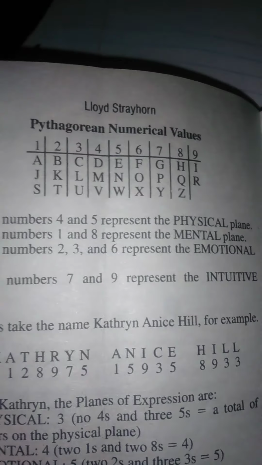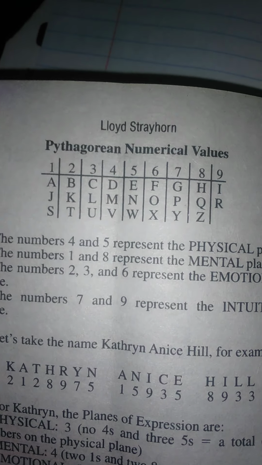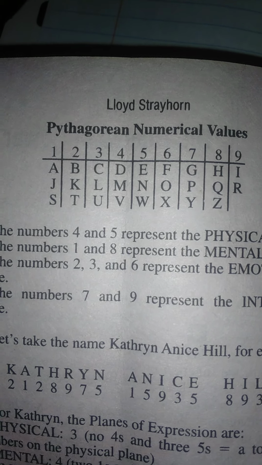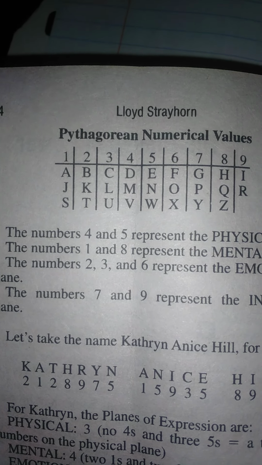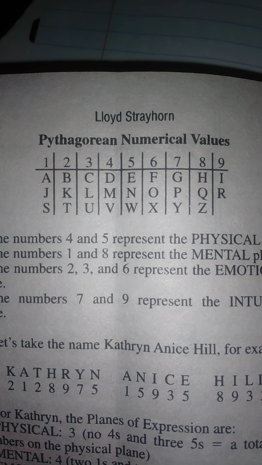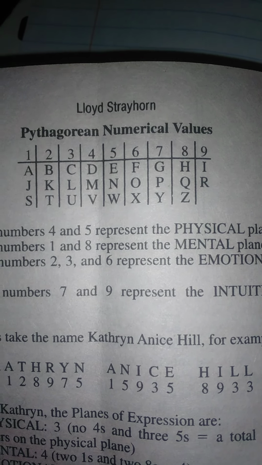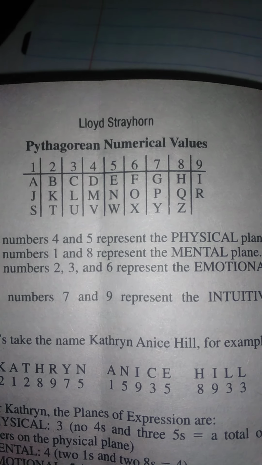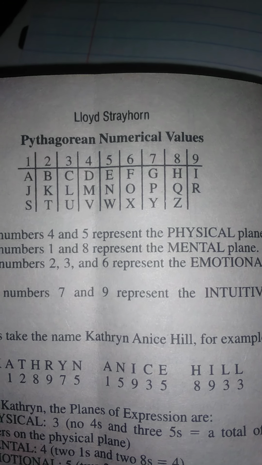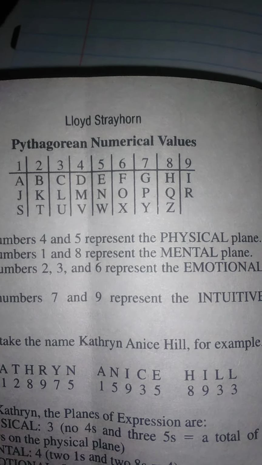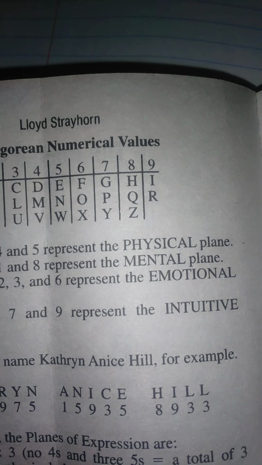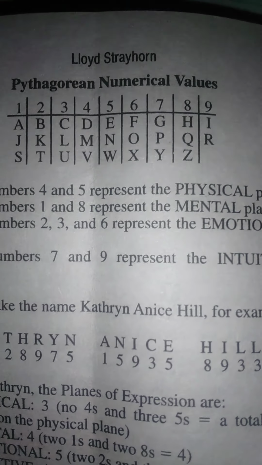So this is the number set that goes with the letters. 1 is AJS, 2 is BKT, 3 is CLM, 4 is DMV, 5 is ENW, 6 is FOX, 7 is GPY, 8 is HQZ, and 9 is IR.